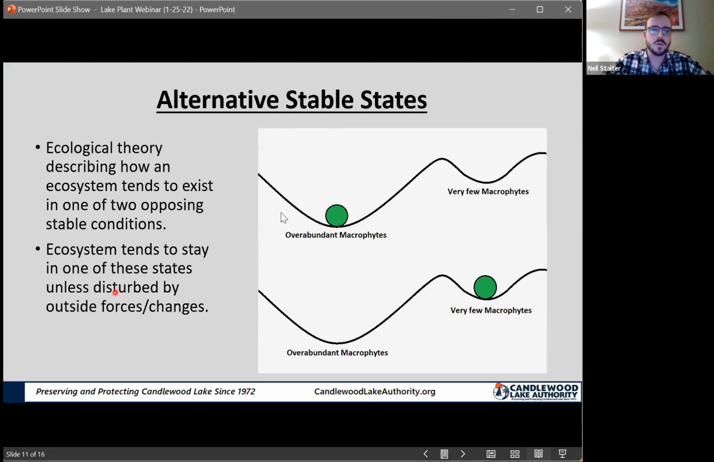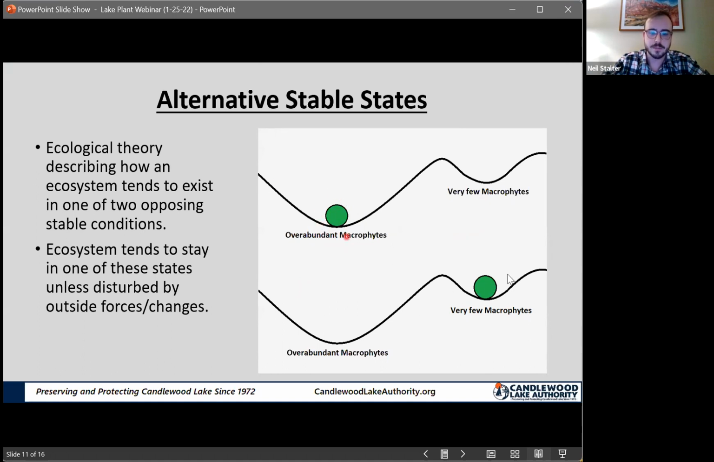So this figure on the right is a visual representation of this. Think of the green ball here as Candlewood's ecosystem. Its two stable conditions are overabundant plants, macrophytes being another word for aquatic plants, or very, very few, virtually no plants at all. And historically, the ecosystem has sat in this stable state here in overabundance.